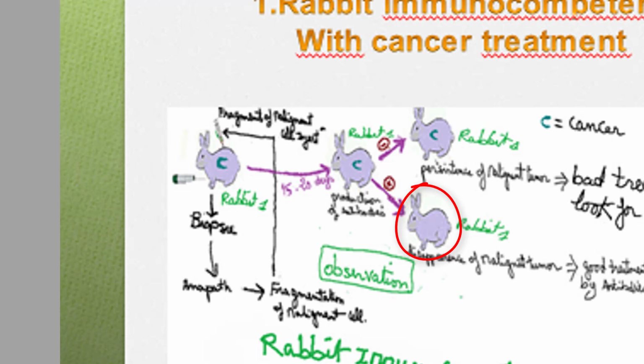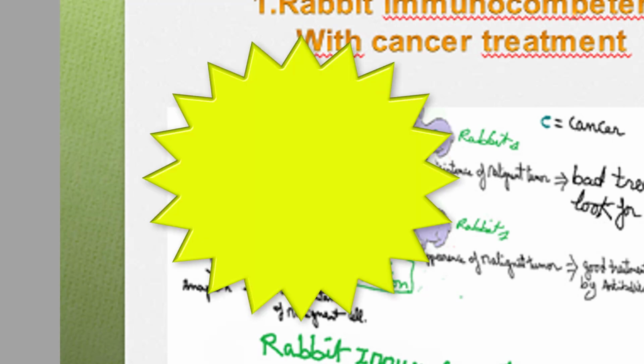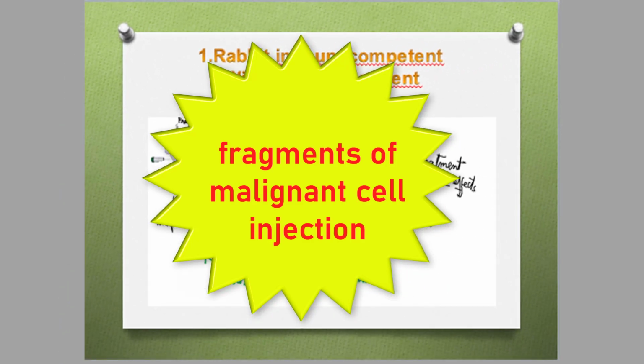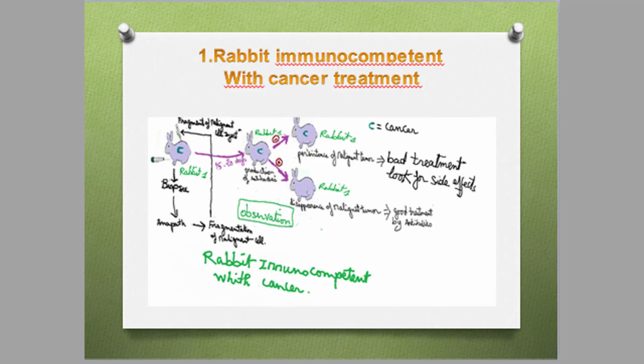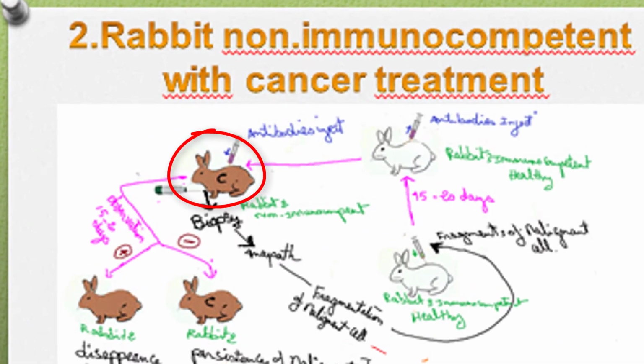Or if we don't find the malignant tumor, it's a very good treatment. Our conclusion is total disappearance of the malignant tumor. In the end, cancer treatment for an immunocompetent rabbit with cancer is by injection of fragments of malignant cells from the same rabbit. 2. Rabbit non-immunocompetent with cancer treatment.